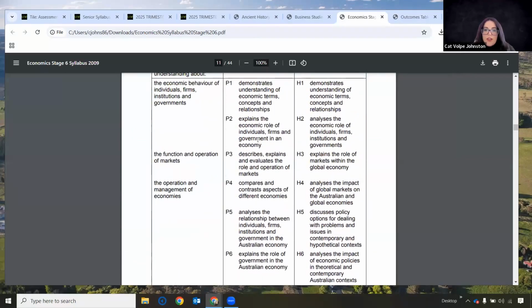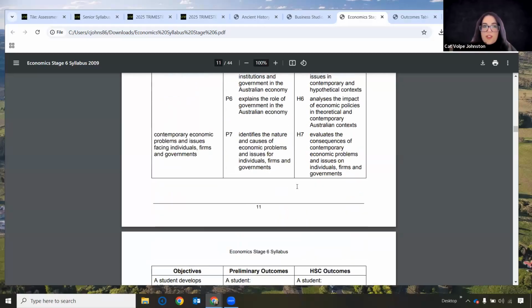I'll just point out now, as I've said, sometimes it's just the cognitive verb that's quite different between the year 11 outcome and the year 12, but sometimes it's a little bit more distinct. So for example, in year 11, students compare and contrast aspects of different economies. But in year 12, it analyzes the impact of global markets on the Australian and global economies. So similar, but that compare and contrast moves up to analysis of impact of global markets on Australia, rather than just looking at different economies. So that global aspect really comes into year 12.